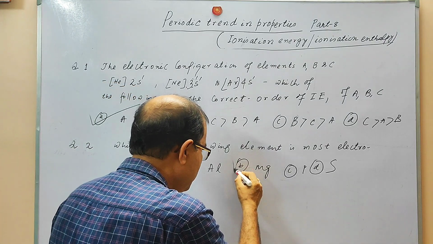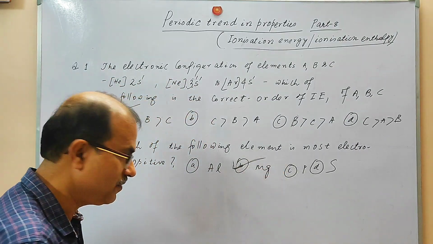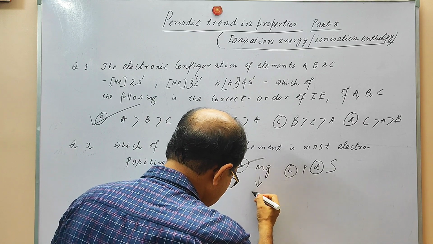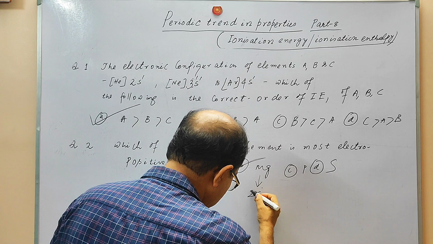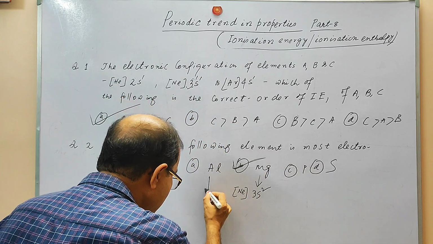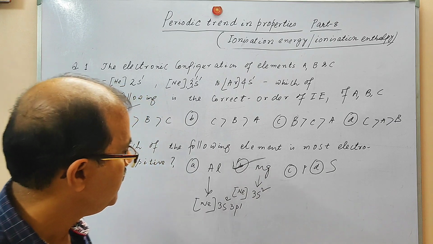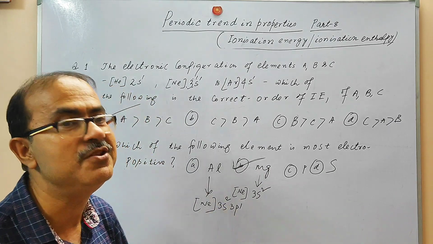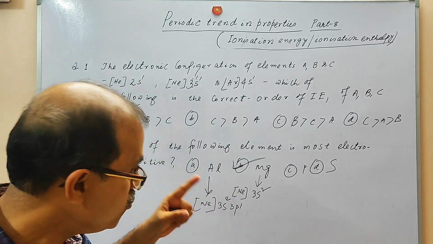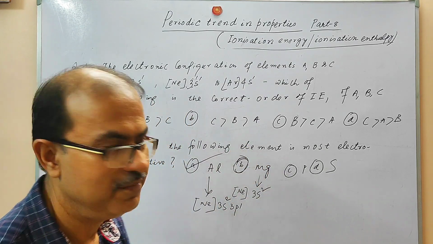Is it so? If we take this as right, then the answer will be wrong. Why? Because you have to go into the depth of the electronic configuration. Magnesium has the electronic configuration of neon core and 3s2, whereas aluminium has neon core and the electronic configuration 3s2 3p1. Here the electron from the 3p orbital can be removed more easily as compared to the 3s orbital. So magnesium will not be the most electropositive; it will be aluminium. The answer is not magnesium, it will be aluminium.